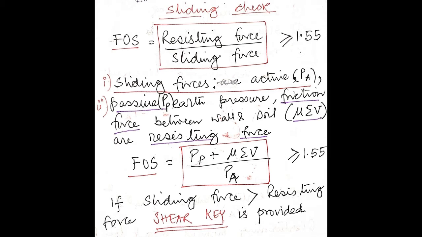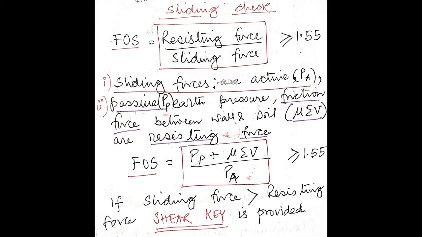And what are the resisting forces? The resisting forces are the passive earth pressure as well as the frictional force. Passive earth pressure will try to retain the retaining wall in its proper position, and also the friction force which is acting between the retaining wall and the soil will act as a resistive force. So factor of safety is equal to passive earth pressure plus the friction force, that is the total resisting or restoring force, divided by the sliding force.